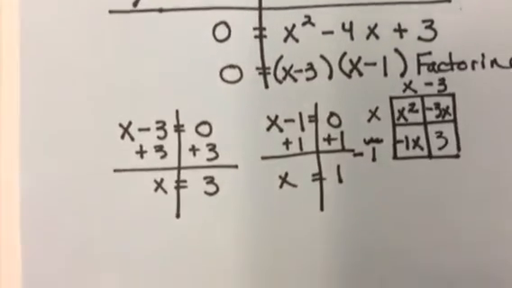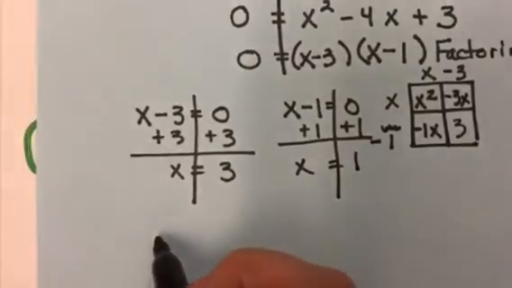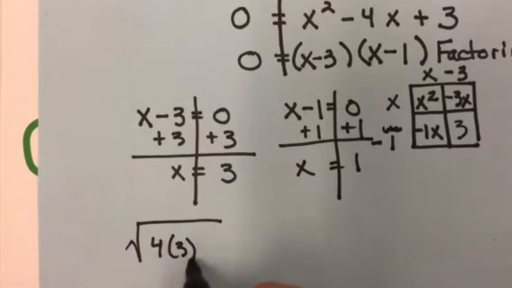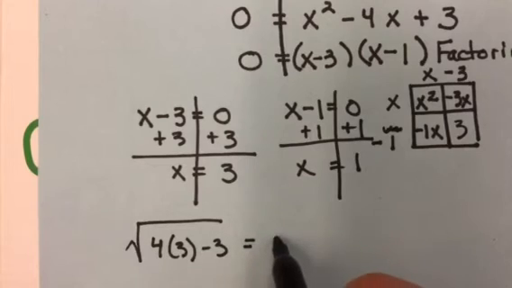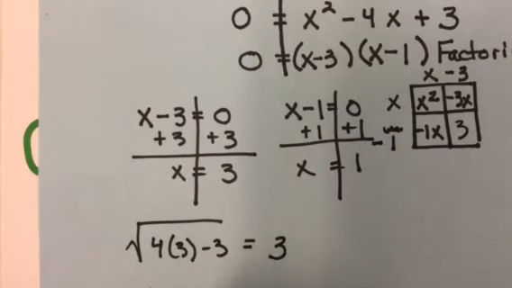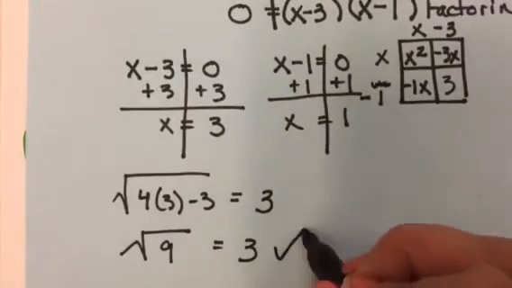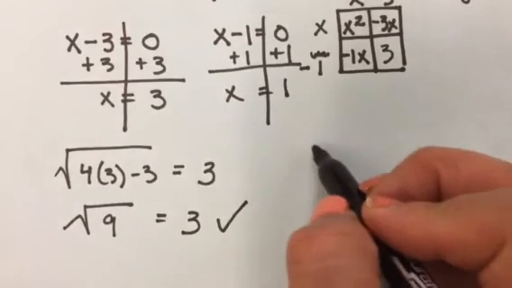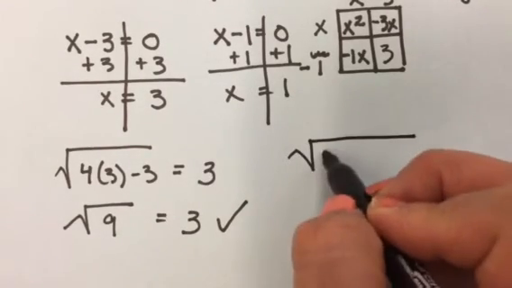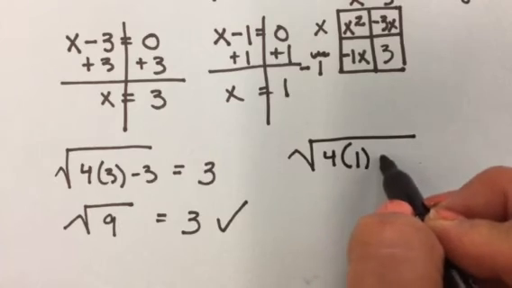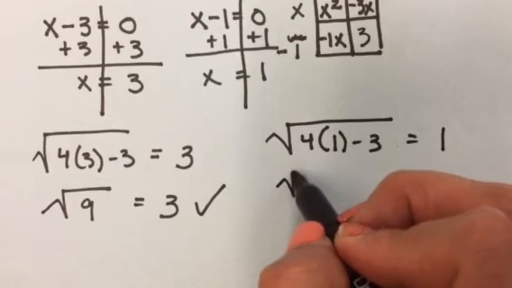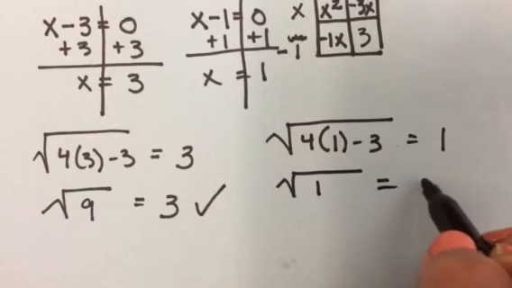So let's take a look. If we put the 3 in there and we let x equal 3, we get the square root of 4 times 3 minus 3 equals, and of course x is 3, so that would be the square root of 9 equals 3. That is a correct statement, so that checks. Now let's check the other one. If I put in 1, the square root of 4 times 1 minus 3 should equal 1. Let's make sure that works. So 4 minus 3 is 1. The square root of 1 equals 1.